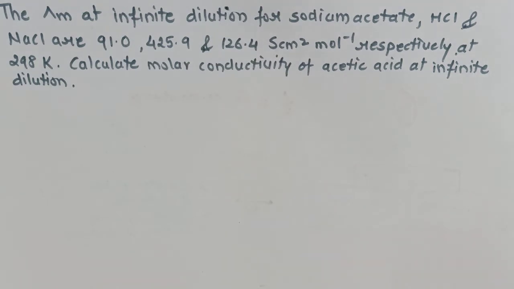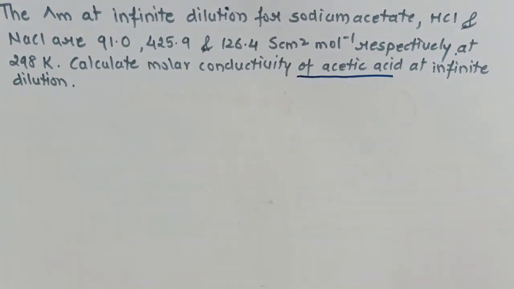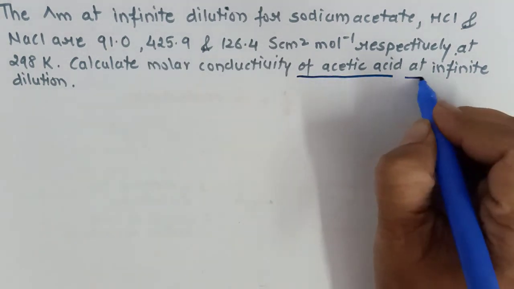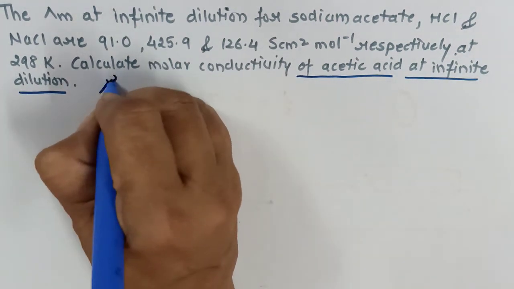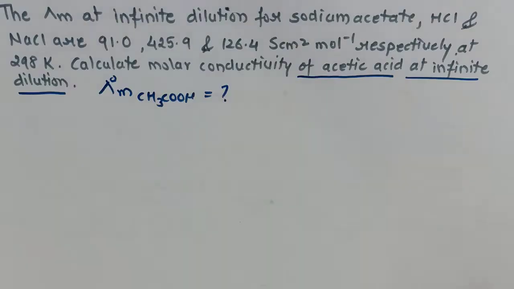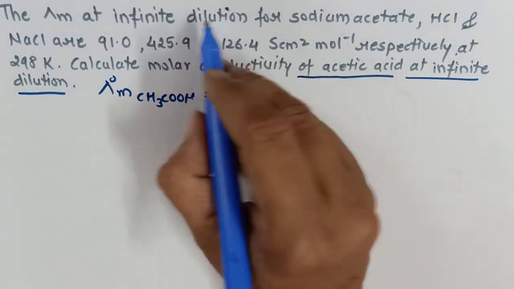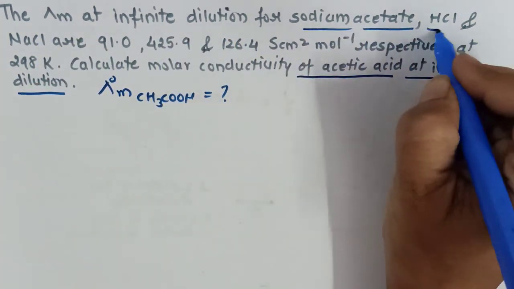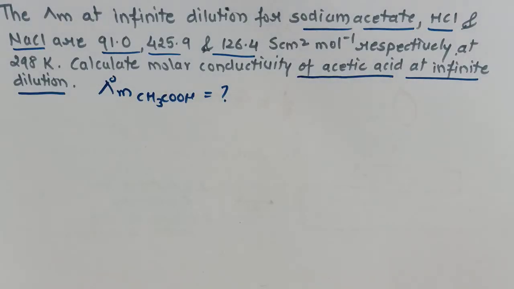Let us solve the first numerical based on Kohlrausch law. We are supposed to calculate the molar conductivity of acetic acid, a weak electrolyte, at infinite dilution. That means we are supposed to calculate the limiting molar conductivity of acetic acid. Given to us are the values of molar conductivity at infinite dilution for sodium acetate, hydrochloric acid and sodium chloride. So first of all, we must know the reaction.